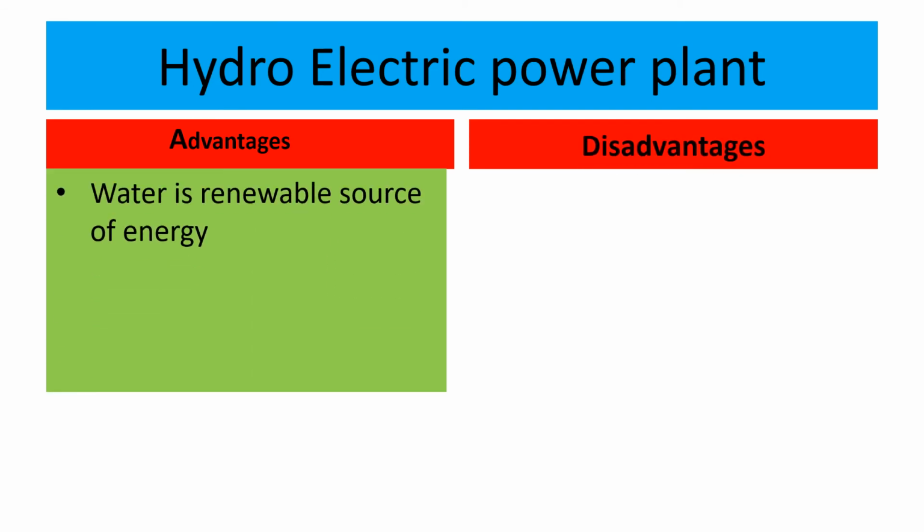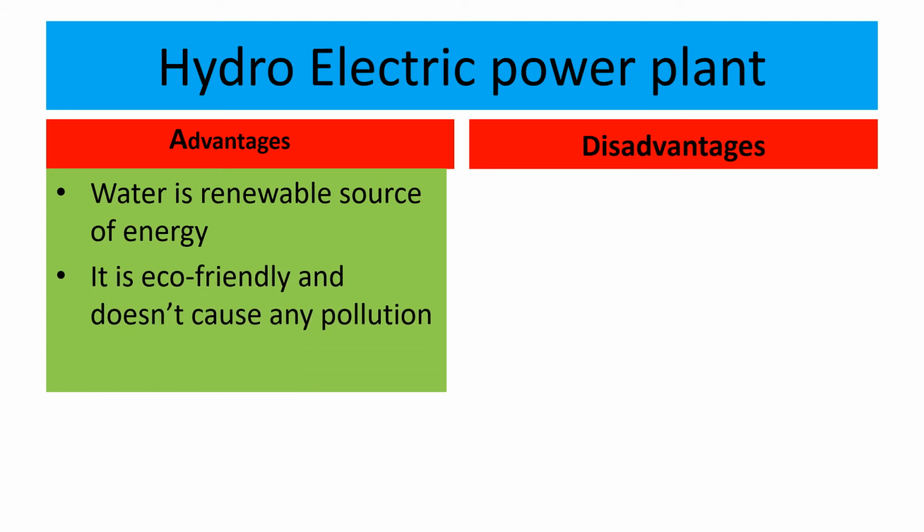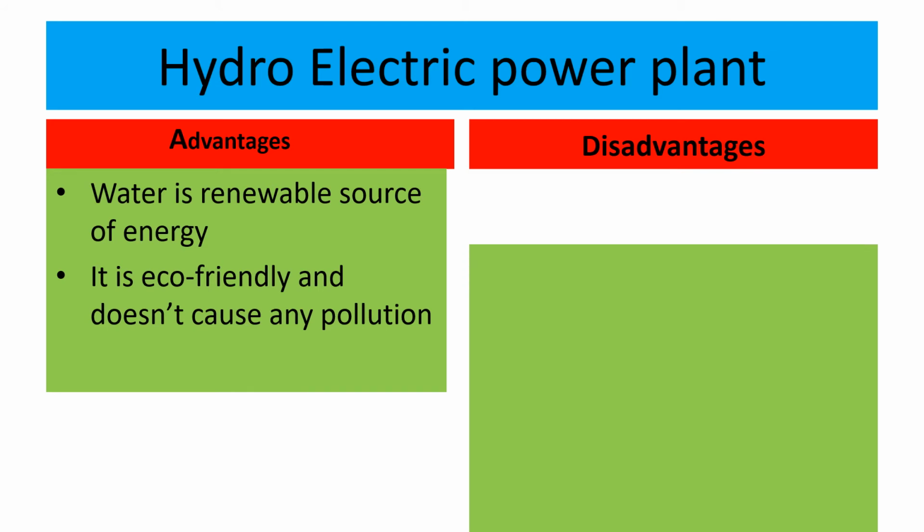Let us see the advantages first. So in a hydroelectric power plant, the main source of energy that we are using is water, which is a renewable source of energy. So water is a renewable source of energy. Also, it's eco-friendly. It is not causing emission of any harmful gases in the environment. So it doesn't create any kind of pollution here, right?